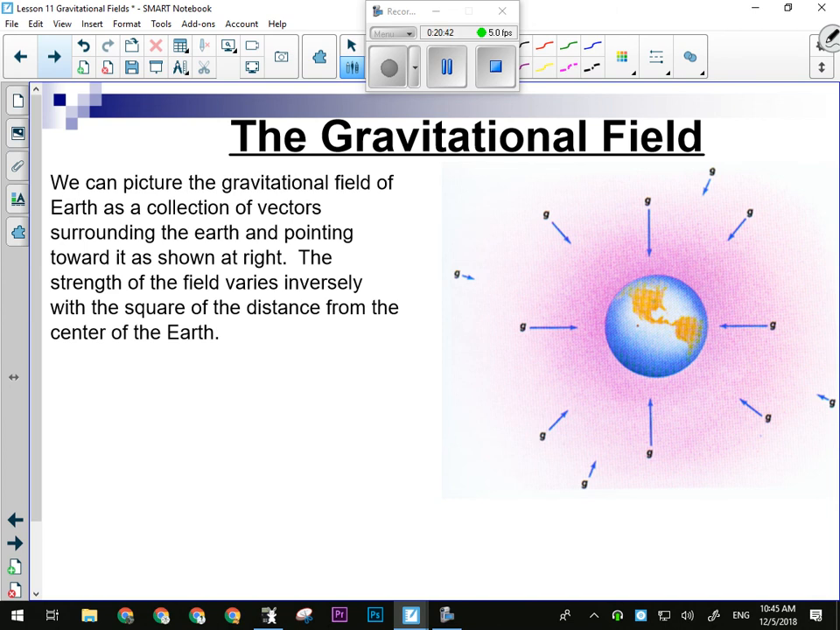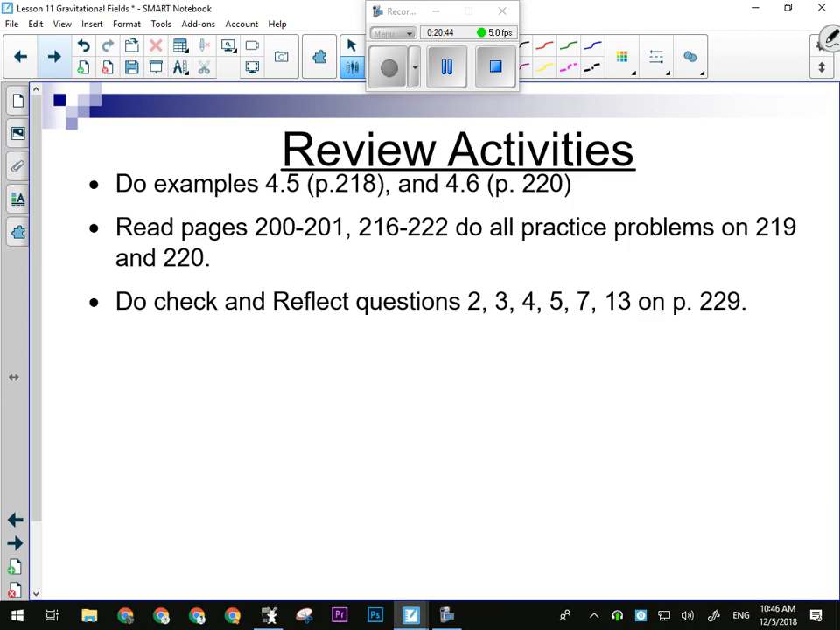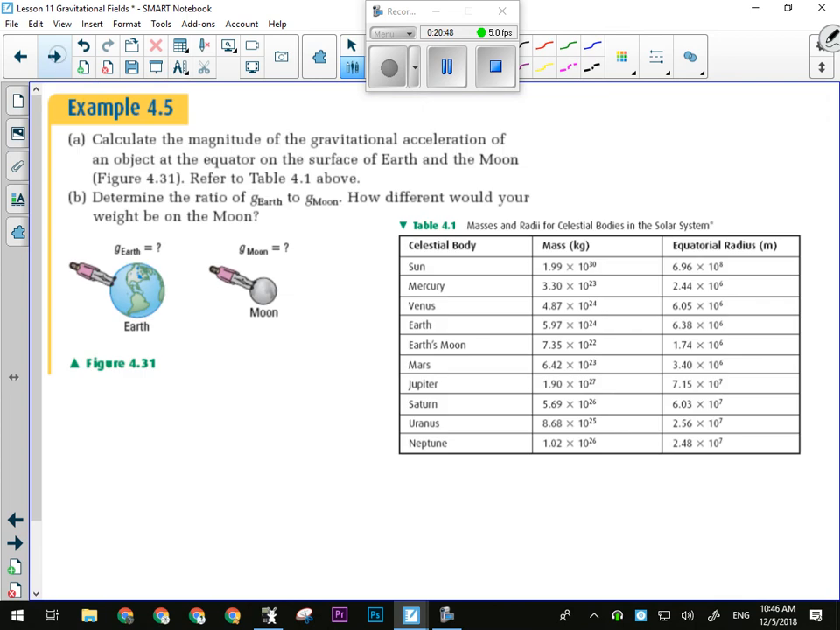We're going to do a couple of examples of that. They're not hard questions, and then we'll see where we're at. We want to calculate the magnitude of the gravitational acceleration of an object on the equator of the surface of the Earth and on the surface of the moon.